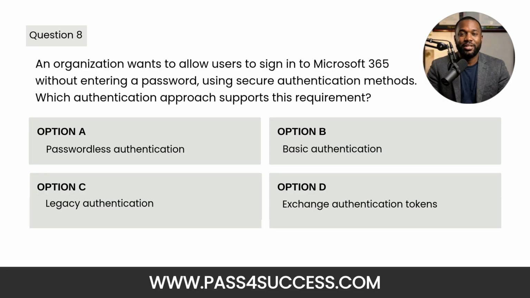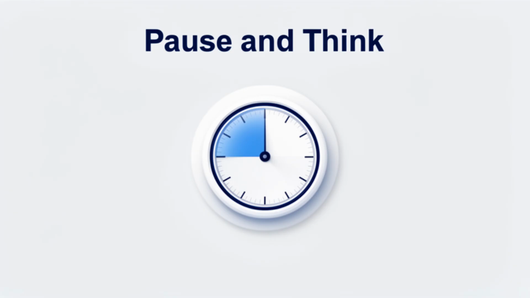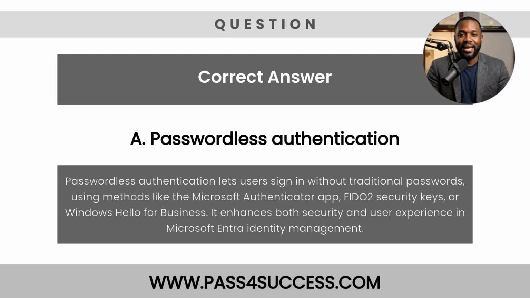An organization wants to allow users to sign in to Microsoft 365 without entering a password, using secure authentication methods. Which authentication approach supports this requirement? A. Passwordless authentication. B. Basic authentication. C. Legacy authentication. D. Exchange authentication tokens. Pause for 5 seconds. Think about it. The correct answer is A.